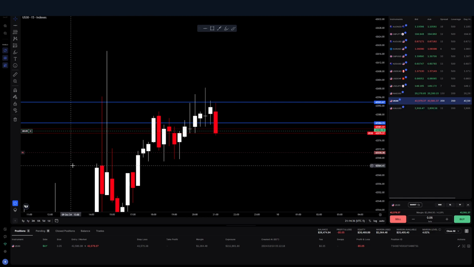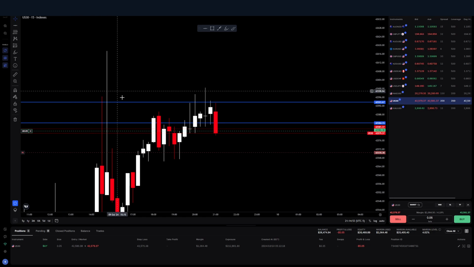Now, I would say guaranteed stop loss, offered by some brokers. This type guarantees that your stop loss will be executed at a specific level, regardless of market conditions. However, it may come with additional costs or wider spread. So that's just something to keep in mind.